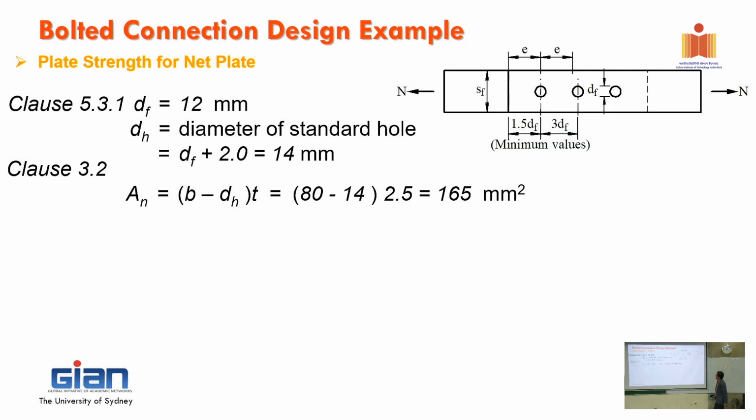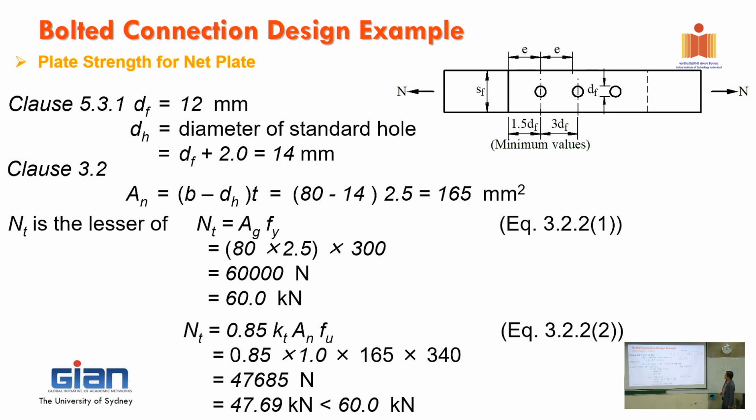Then you calculate the net area. That is the area of the cross section of the steel where you deduct the area of the missing holes, because we drill the hole. We calculate that, and then we calculate the tension load with the section through the bolt. So this is Ag, the whole cross section. But then we need to check the section that goes through the middle of the bolt, which takes the net area into account.